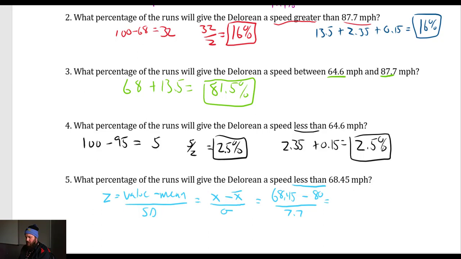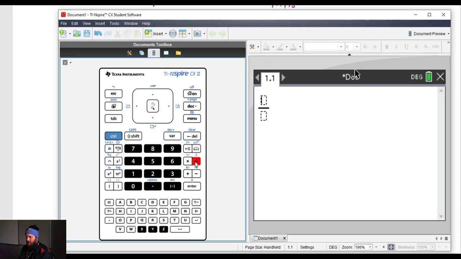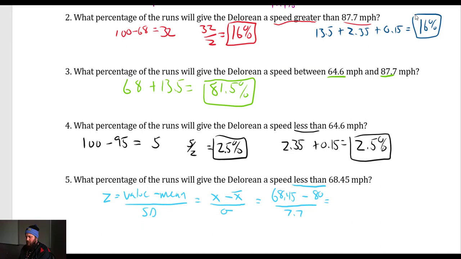Well, if we do that, we have 68.45 minus 80, all divided by 7.7. We should get negative 1.5. So negative 1.5.